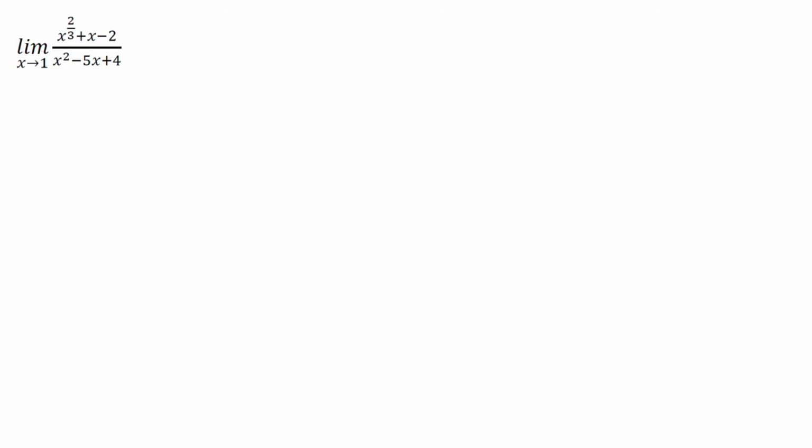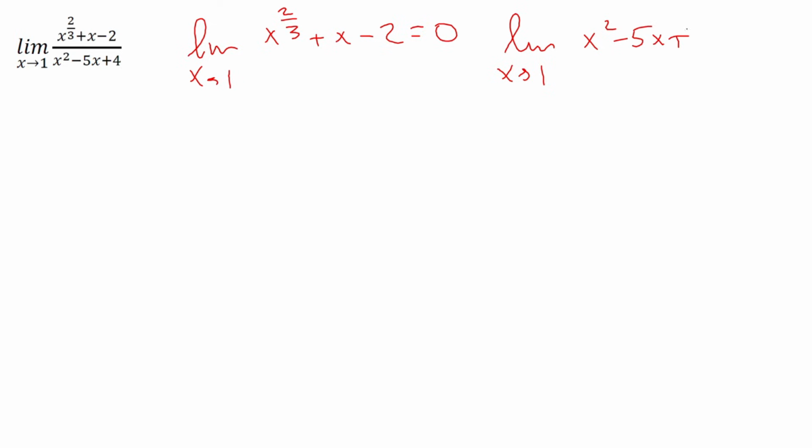All right, our next one here, we have a limit as x approaches 1 of x to the 2/3 plus x minus 2 over x squared minus 5x plus 4. If we look at what the limit as x approaches 1 of the numerator is, we can see that's 0. And if we look at the limit as x approaches 1 of the denominator, we get 1 minus 5 plus 4, which is also 0. So we'll just use L'Hopital's rule here.